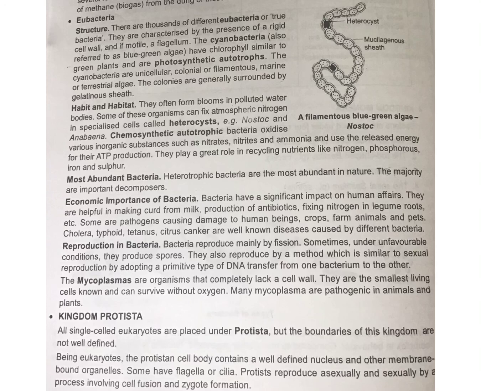Lastly, if we consider reproduction in bacteria, it is mainly by fission. Sometimes in unfavorable conditions, they can produce spores. And the sexual method is by conjugation. A conjugation tube is developed and transfer of certain genetic material occurs.